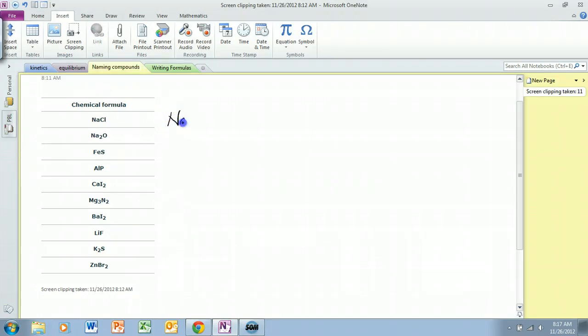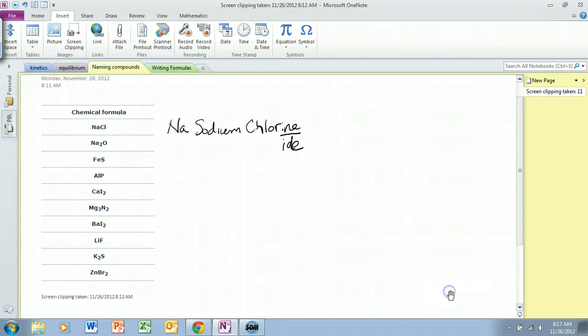So we have Na, and Na has no other oxidation states. It can only be +1, and that is for sodium. And then Cl is chlorine, but since it is the second compound, or the second substance, we change that INE to IDE because that tells us that it's negative. And so we end up with the name of sodium chloride.